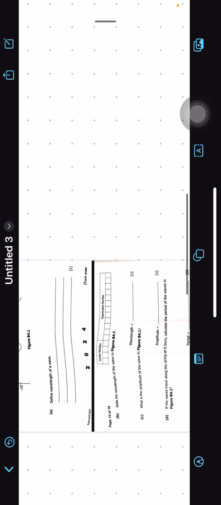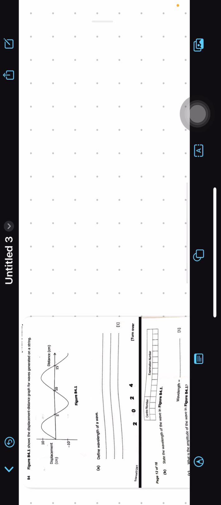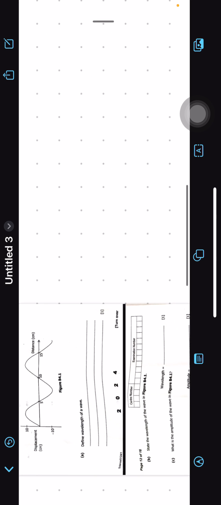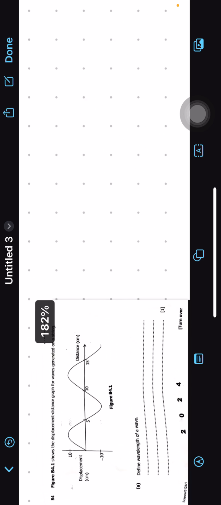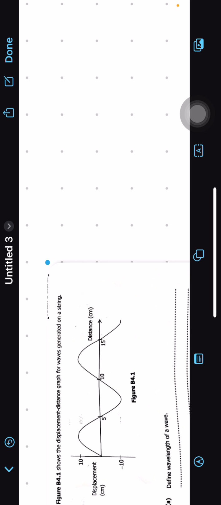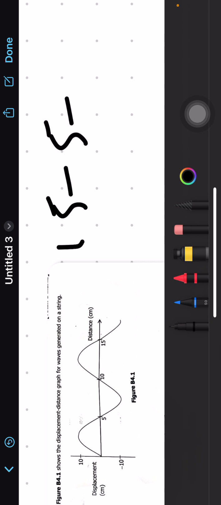State the wavelength of the wave in the figure. So how do we state the wavelength? So let me zoom this wave down there so that we're able to see. Okay, so we're going to say 15 minus 5, which is going to give us 10. So this is the wavelength, 10 centimeters.